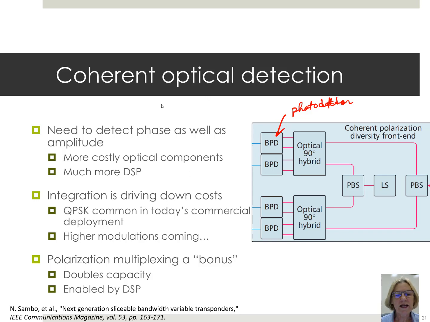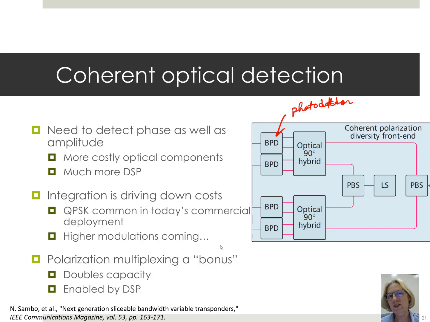And today, integration techniques are driving down the cost. And in fact, the QPSK solution with 4 points in the constellation is common in commercial deployments, and higher modulations are coming. Now, when I made this shift to working in phase and amplitude modulation, it also allowed me to do something called polarization multiplexing. So it was kind of a bonus.